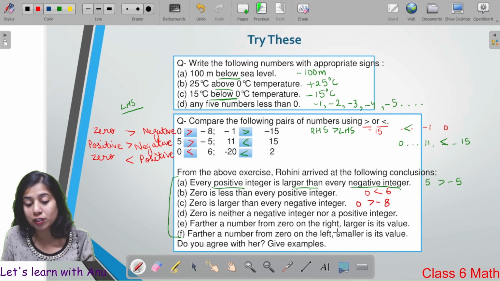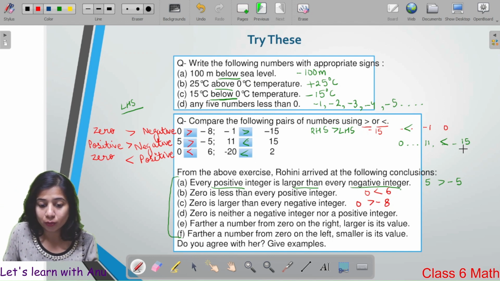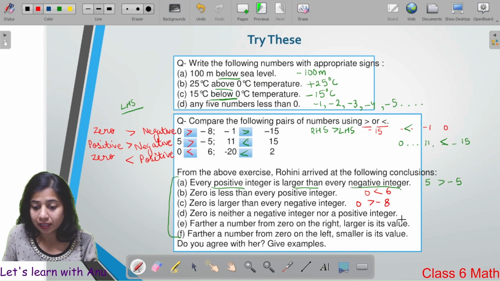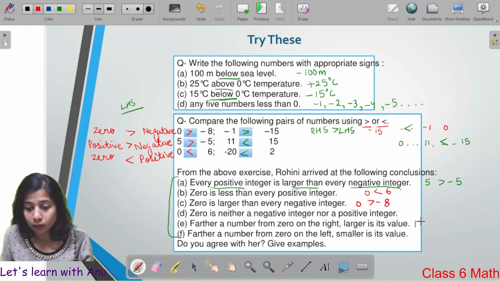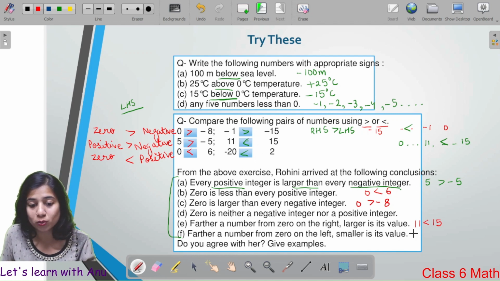The farther a number is from 0 on the right, the larger is its value. So this also we have done. Like if we compare 11 and 15, 15 is farther, right? So this is greater. Then the farther a number is from 0 on the left, the smaller is its value. This is the example of -1 and -15. -15 is farther, so it is smaller.